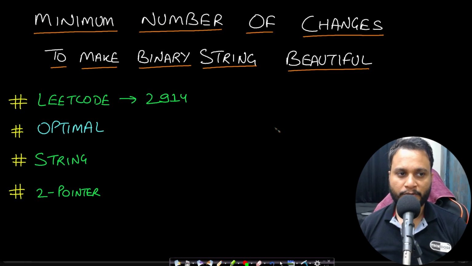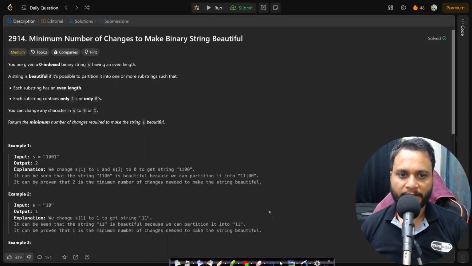Guys, welcome back to TechDose, and in this video we will look at the minimum number of changes to make binary string beautiful problem, which is from Leetcode number 2914. Let's now look at the problem statement.